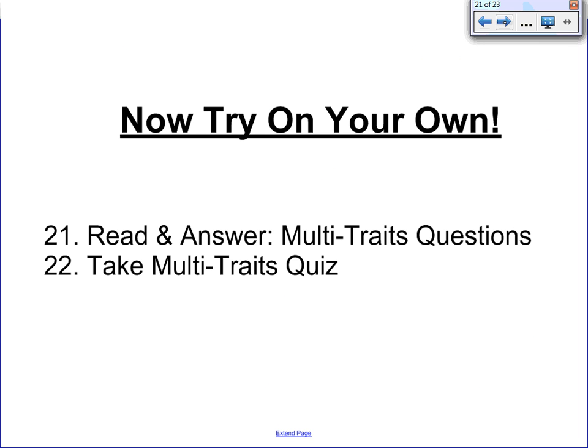You want to try this on your own if you feel like you're good to go. In order to do that, you want to read and answer the multi-traits questions, and when you feel like you really have those, take the multi-traits quiz. This is the last quiz that you'll be completing, so good luck.